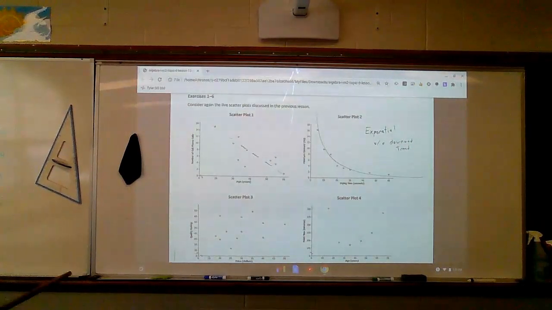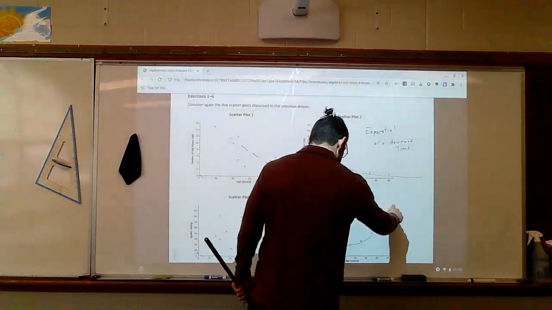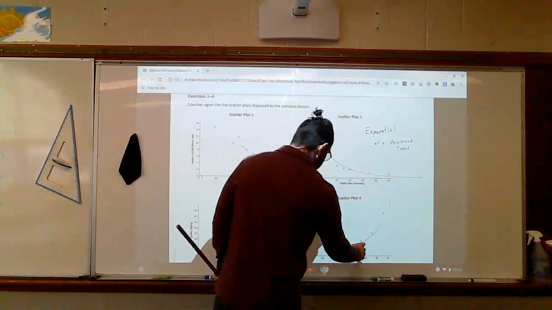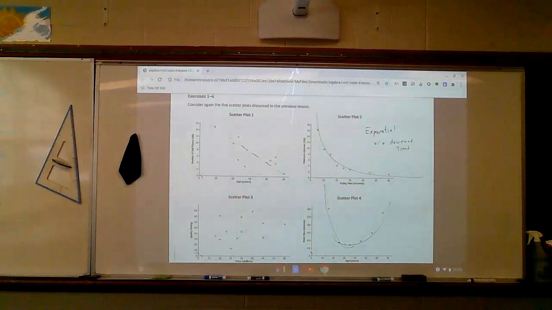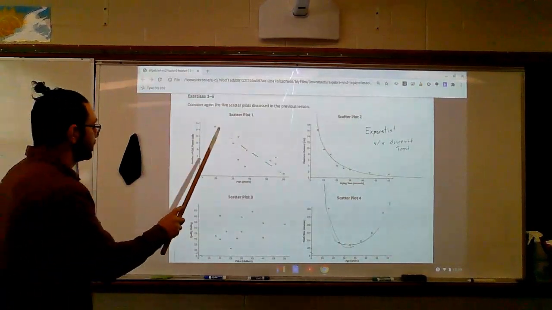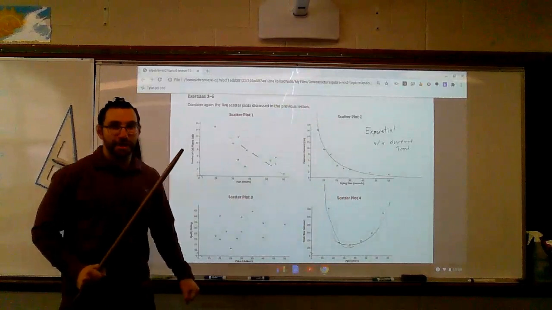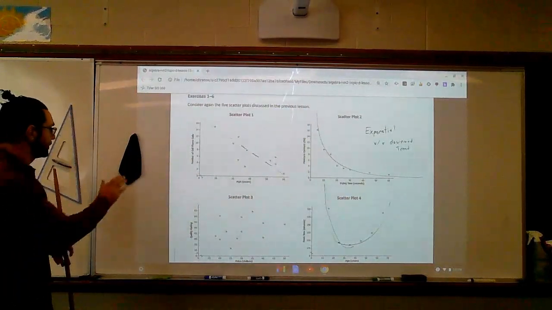Scatter plot 4. Okay, well, this is the easy part. This is going here. Oh, but look, we've got one more like this. So if I've got this U shape, that is called a quadratic function. Quadratic function. That is muy importante. A linear, an exponential, a quadratic. They all have relationships. Okay?